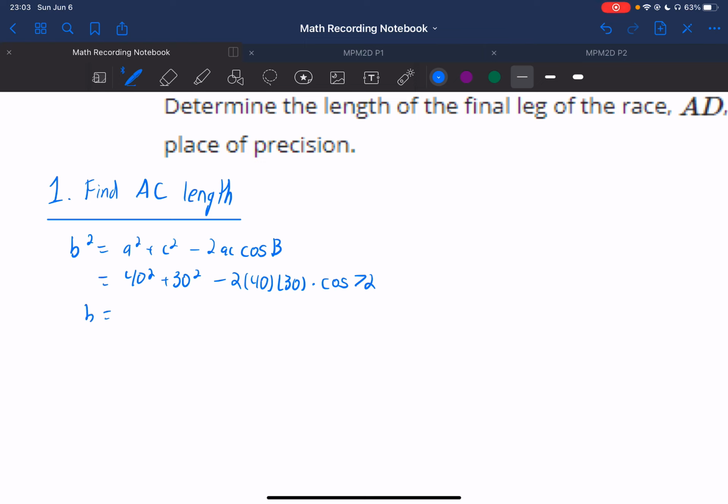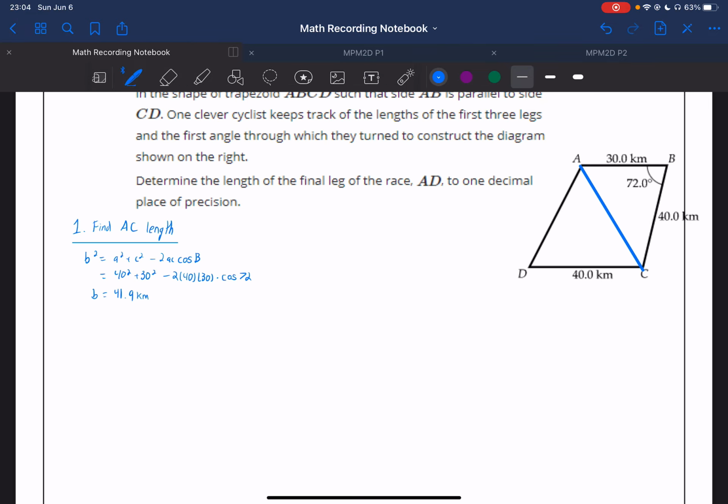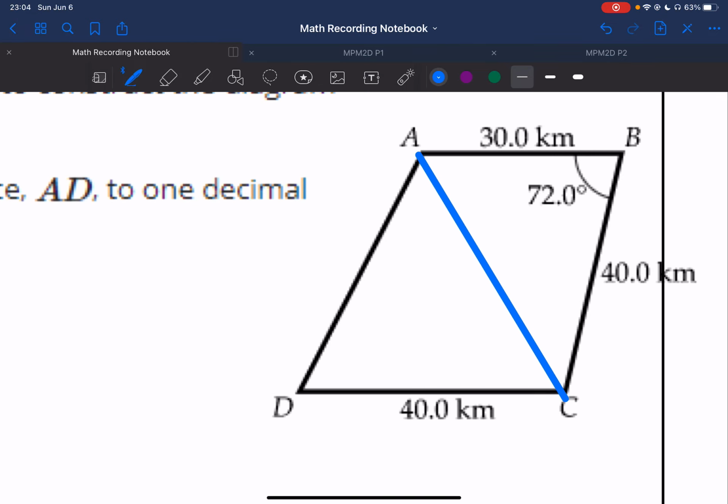And if we go and put that all in the calculator, square root it, we're going to get a length of 41.9 kilometers. So that length over here is 41.9 K.